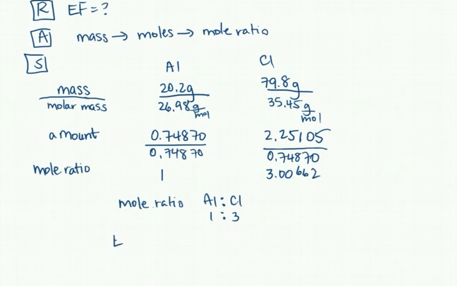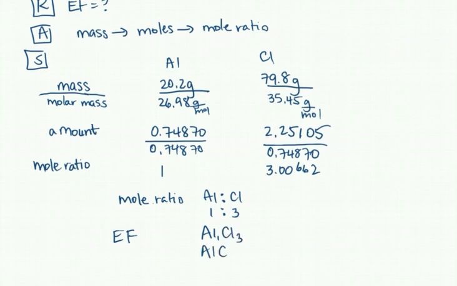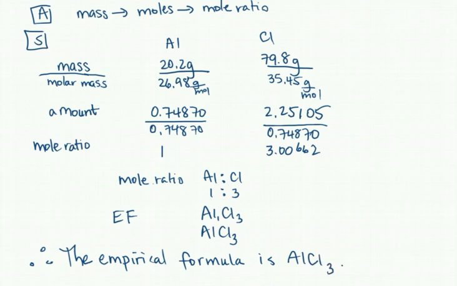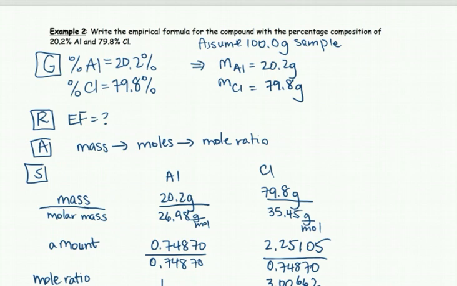So the empirical formula, therefore, is 1 aluminum to 3 chlorines. But we don't write the 1, so we just write AlCl3 like that. Therefore, that's the empirical formula. Don't abbreviate it as "empirical formula" in the final statement. Just actually write it out. So the empirical formula is AlCl3. All right, so that's another one where it's nice and simple. We just have a couple of elements like that.